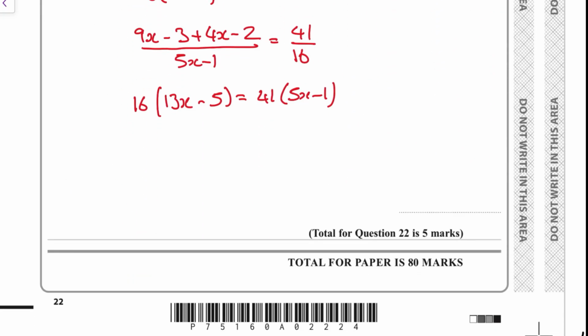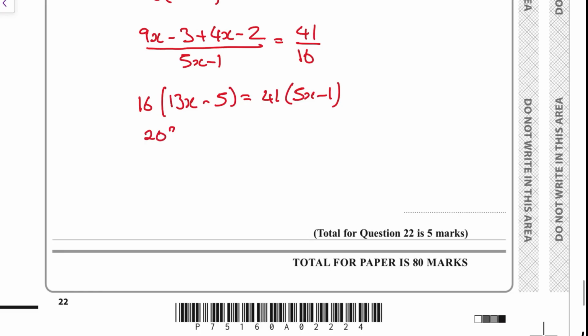Now, just remember, this is a calculator question. I'm going to get a calculator out rather than do it in my head. So 16 times 13 is 208. So 208x minus 80 is equal to 41 times 5x, which is 205x, minus 41. 208 minus 205 is 3x. And minus 41 plus 80 is plus 39. Good. This is looking good, isn't it? Which means that x is equal to 13.